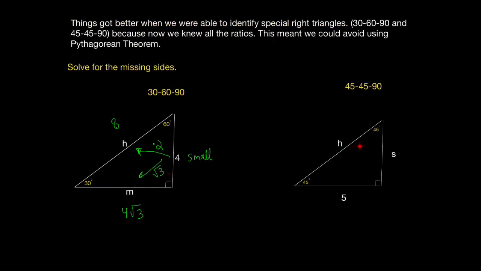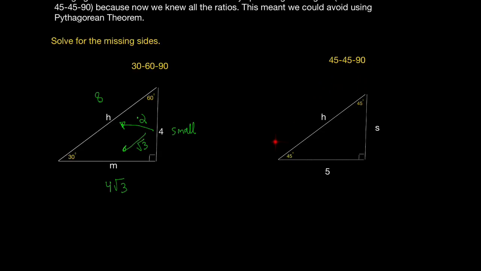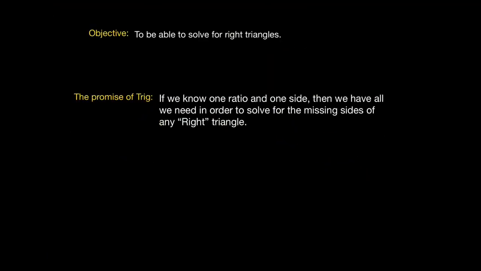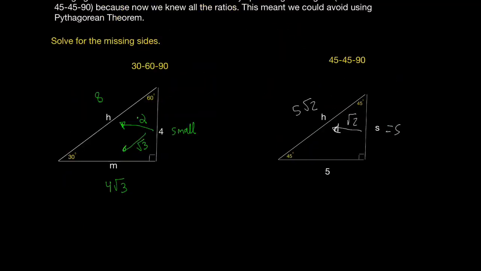The same can be said for this one. In a 45, 45, 90, we have special ratios as well. And we know that here, the legs have to be congruent. So we were given a leg, and the reason we know this is because this length is across the 45-degree angle, which means that the other length that's across 45 degrees also has to be 5. And to navigate from a side to the hypotenuse, all we have to do is multiply by the square root of 2. So h is 5 root 2. And again, we've succeeded with the objective of being able to solve for right triangles.